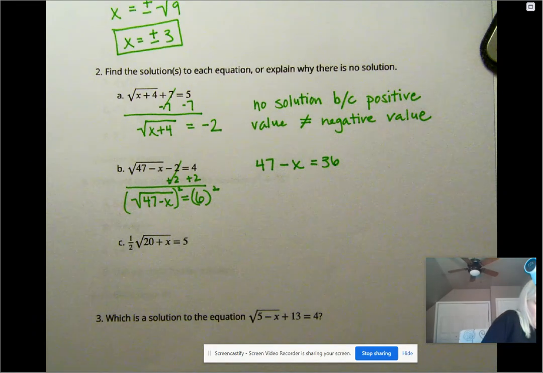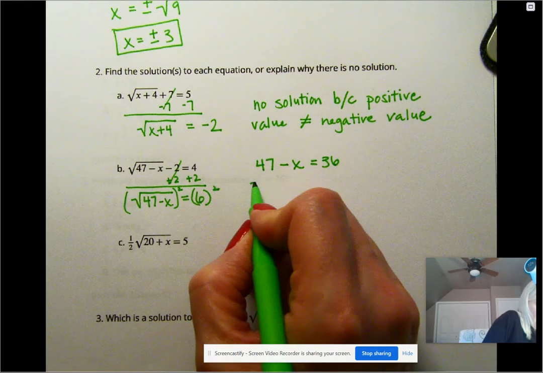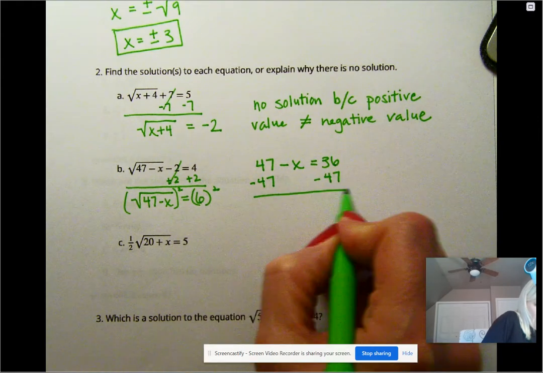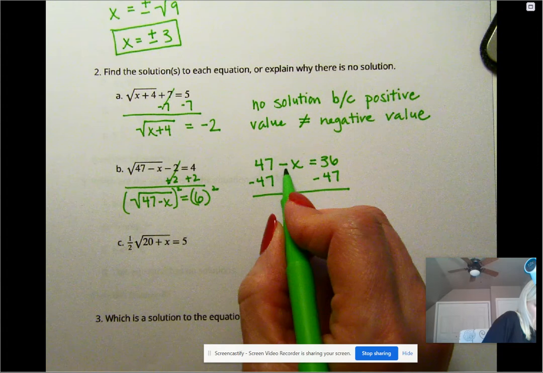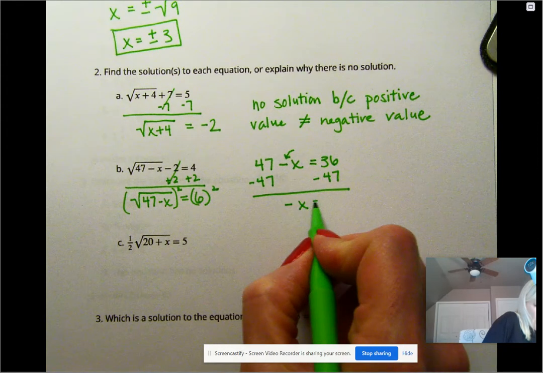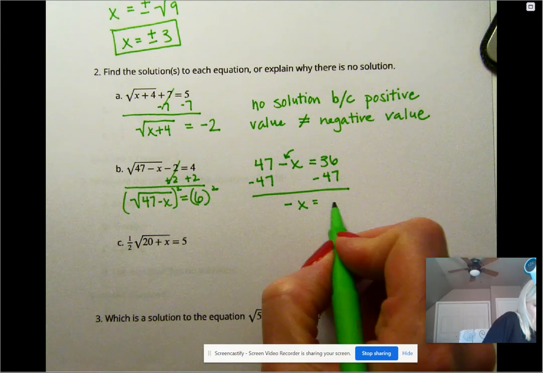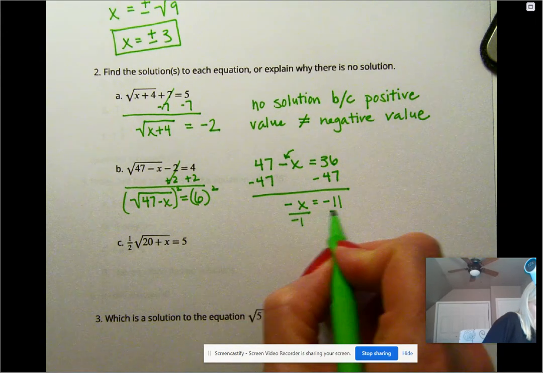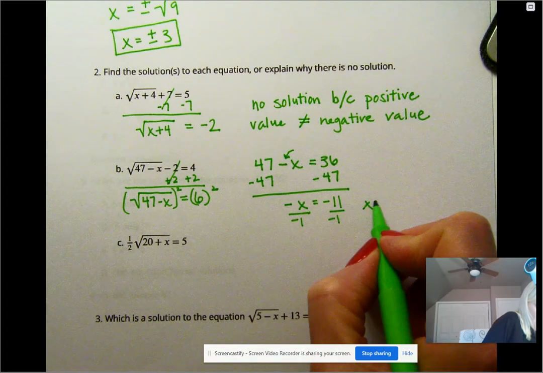And so we'll just subtract the 47 from both sides of the equation, which gives us, don't forget, this is minus x, so negative x equals 36 minus 47, which is negative 11. Divide by negative 1, x equals 11.